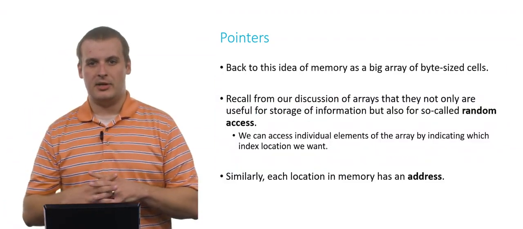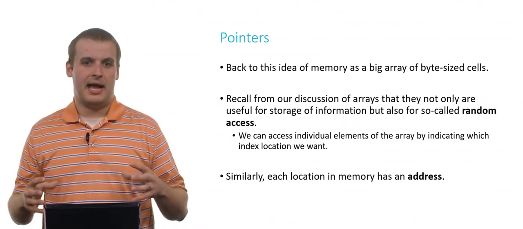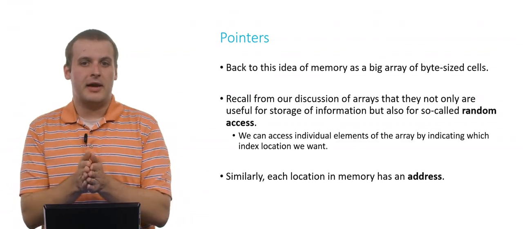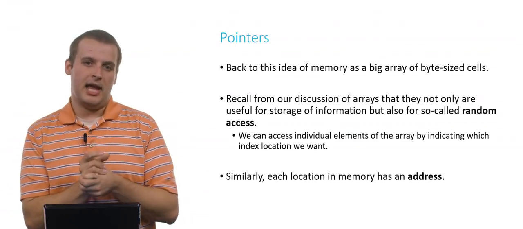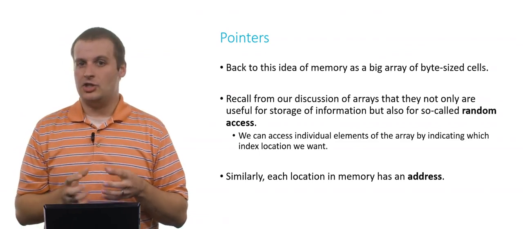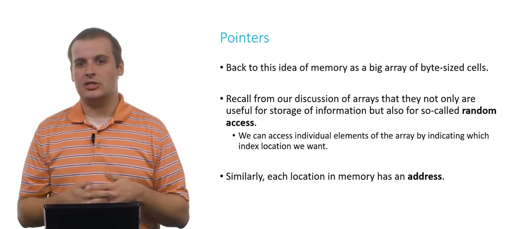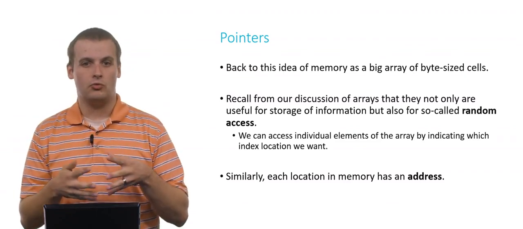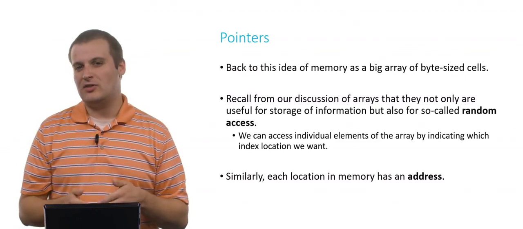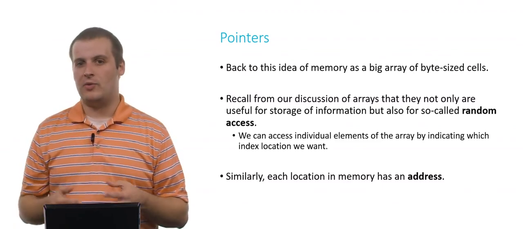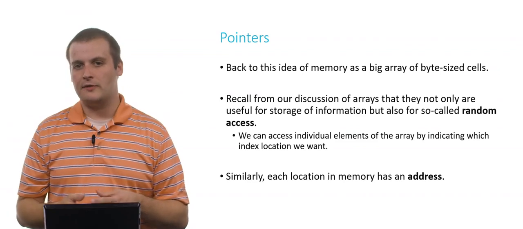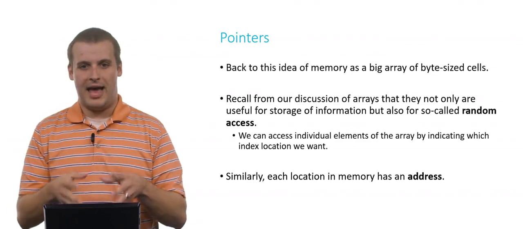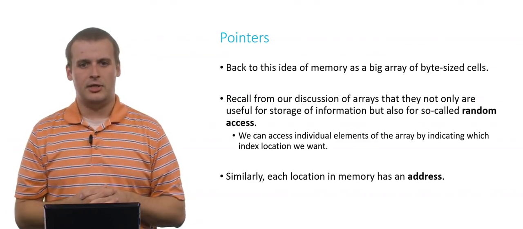So back to this idea of memory as a big array of byte-sized cells. That's really all it is. It's just a huge array of cells, just like any other array that you're familiar with in C, except every element is 1 byte wide. And just like an array, every element has an address. Every element of an array has an index, and we can use that index to do so-called random access on the array. We don't have to start at the beginning of the array and iterate through every single element to find what we're looking for. We can just say, I want to get to the 15th element or the 100th element. And you can just pass in that number and get the value you're looking for.